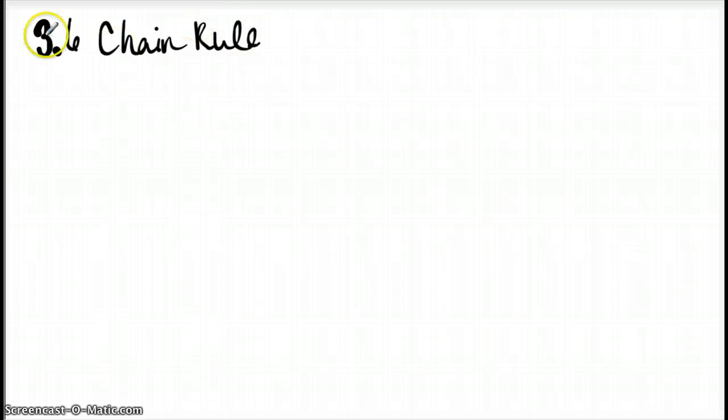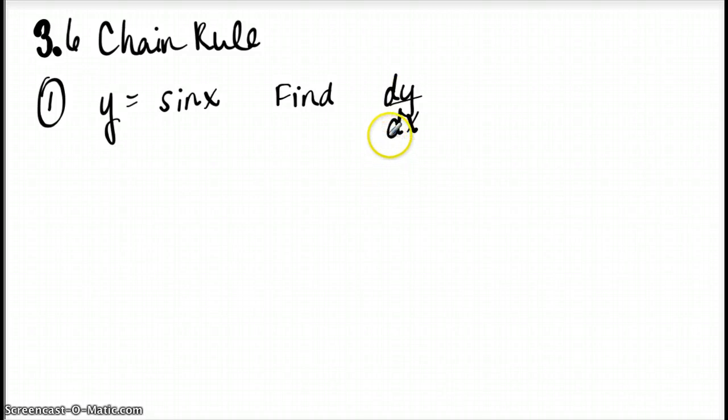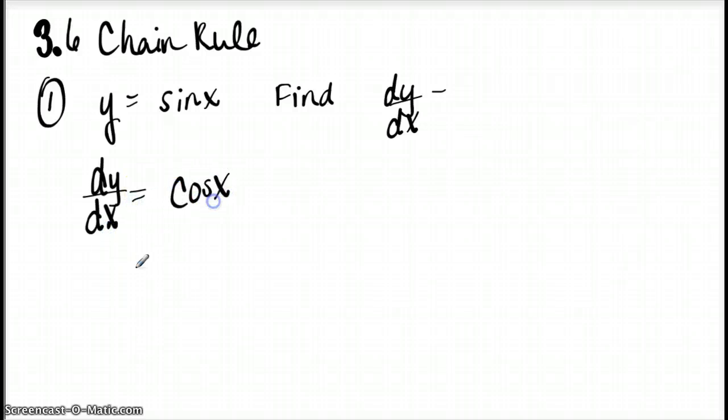All right, and what the chain rule does is it says, okay, well, let's start with this. What if I told you, if y equals sine of x, to find dy dx? What is this the notation for? Derivative of y with respect to x. Good. So what is dy dx? It's going to be cosine of x.